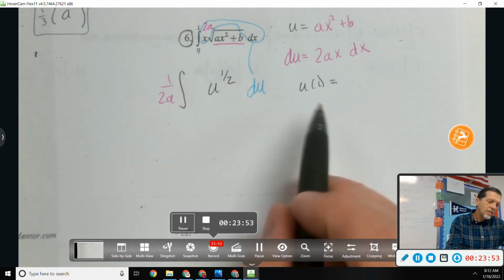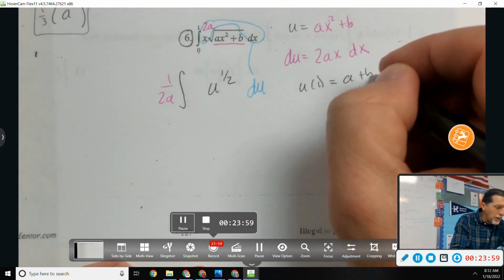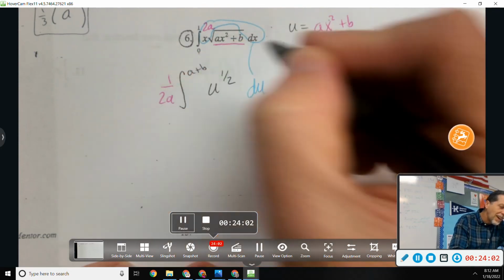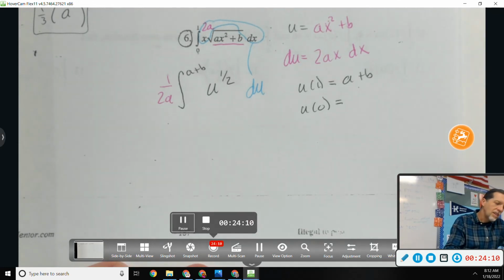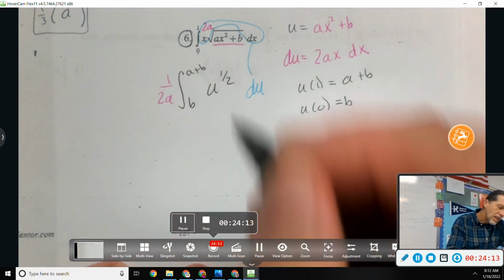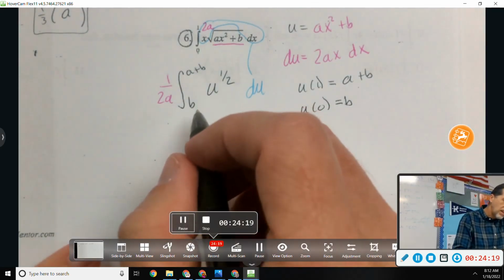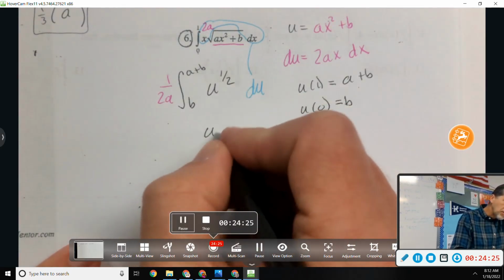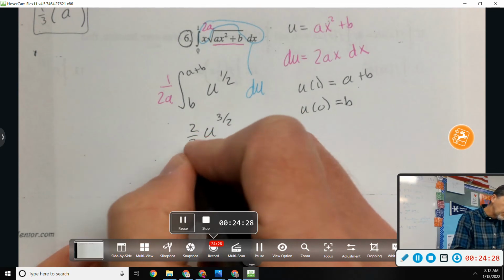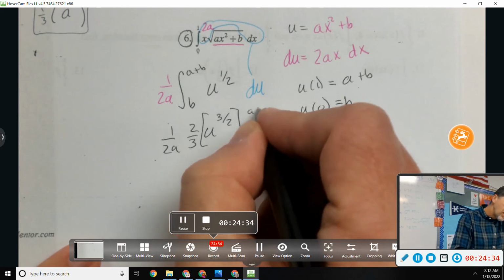If I plug in 1 for x, a plus b, that seems weird. Yeah, I guess. If I plug in 0 for x, it would just be b. So I'm going from b to a plus b. At least the smaller one's on the bottom this time. Oh, this is the same integral we just did. U to the 3/2, the 2/3 out front, 1 over 2a still out front, and from b to a plus b.